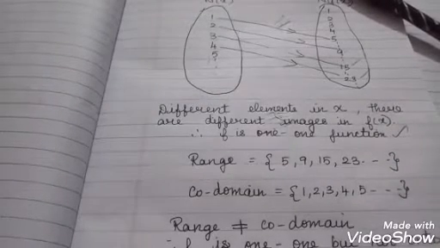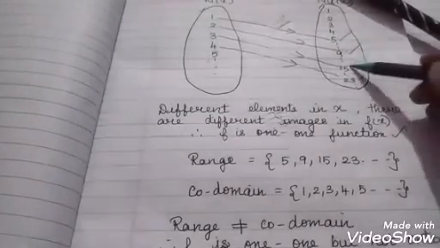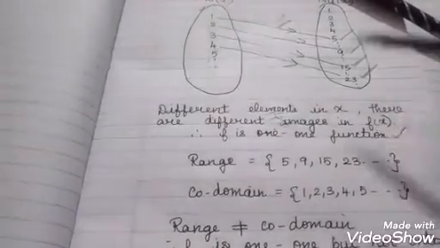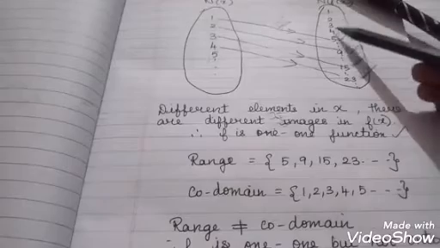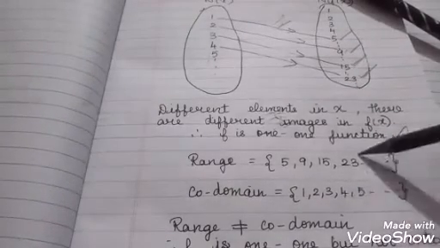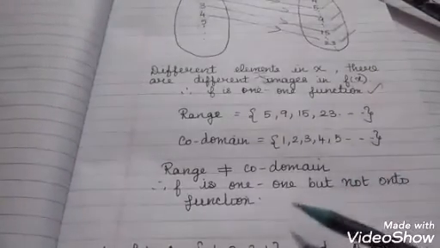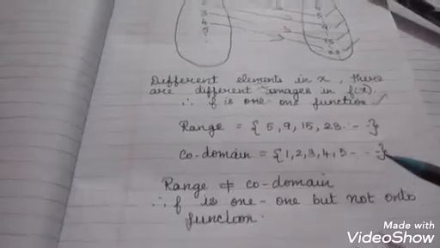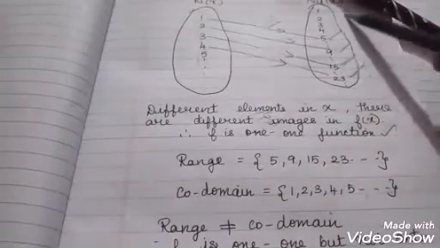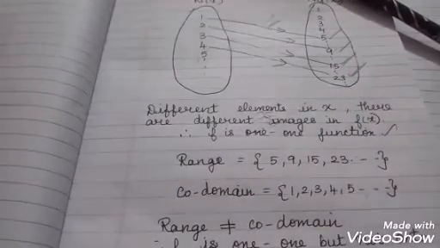Is it an onto function? We will check. For that I'll write the range here. What's the range? 5, 9, 15, 23, etc. It goes on. What's the codomain? 1, 2, 3, 4, 5, 6, etc. It goes on. Do they match or are they equal? They are not equal. So range is not equal to the codomain. Therefore it's one-to-one but not an onto function. In other words, the elements in the codomain do not all have pre-images.